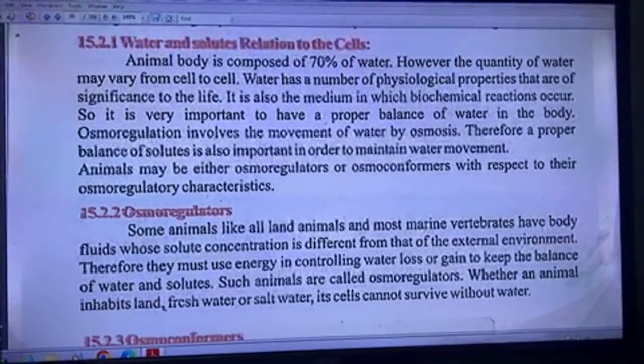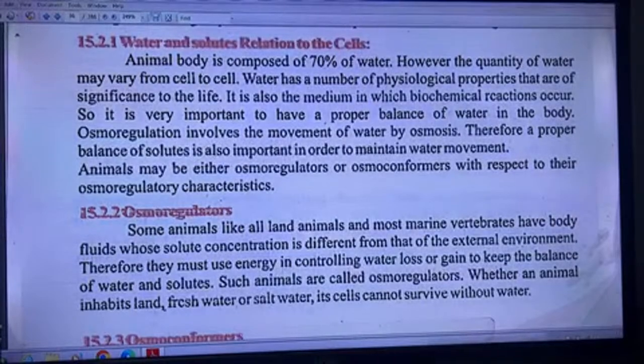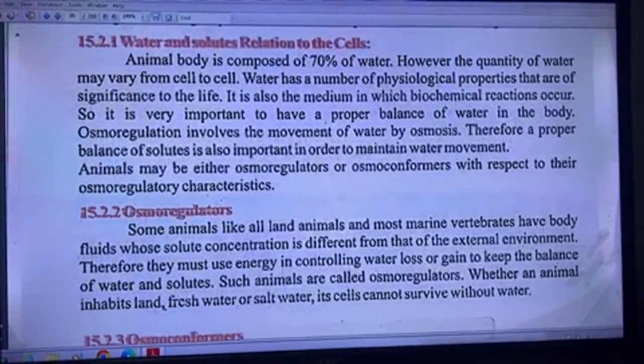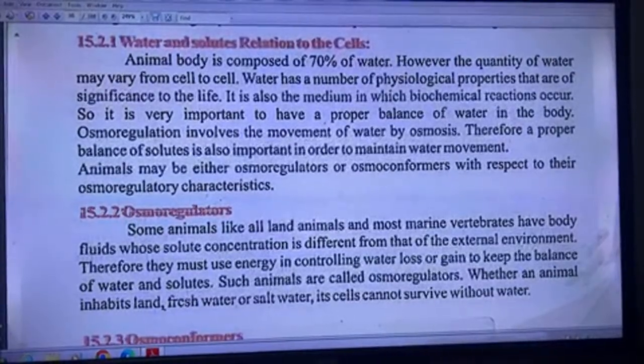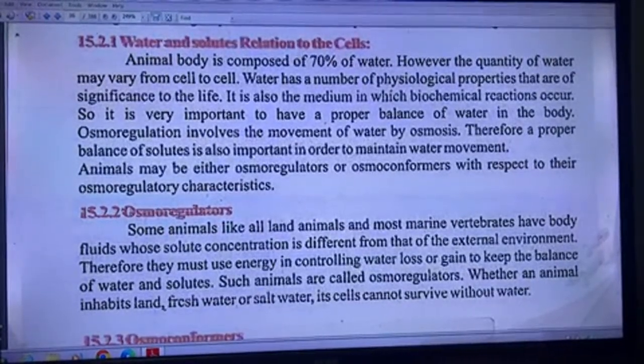Osmoregulation involves the movement of water by osmosis. Therefore, a proper balance of solutes is also important in order to maintain water movement. Animals may be either osmoregulators or osmoconformers with respect to their osmoregulatory characteristics.